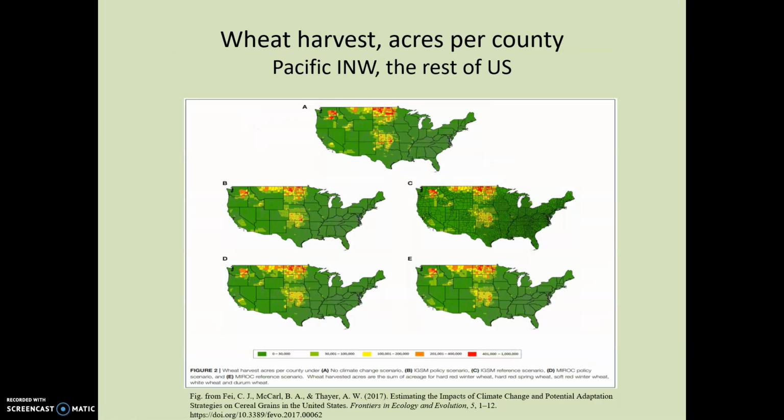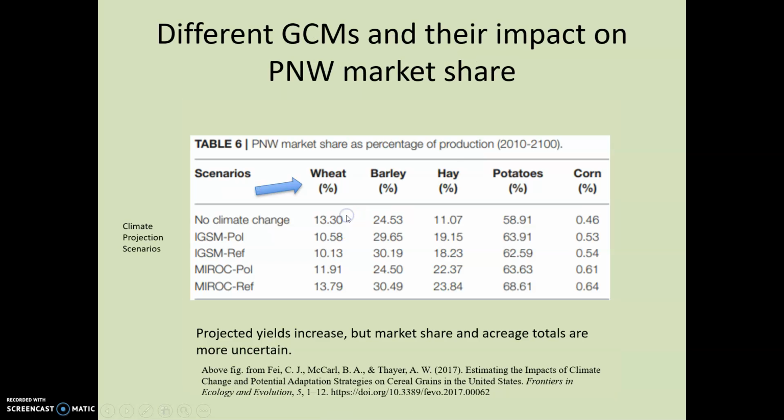One other thing at a macro level, looking at wheat harvest acres per county and comparing it to the rest of the United States. If we look at the inland Northwest up here, we've got some red and some orange. That's increases. And these are on different climate scenarios. We have the IGSM policy scenario, the IGSM reference scenario, the MIROC policy, MIROC. I think the MIROCs tend to be higher emissions scenarios, it seems like. It's just how farmers across the nation are going to adjust to this.